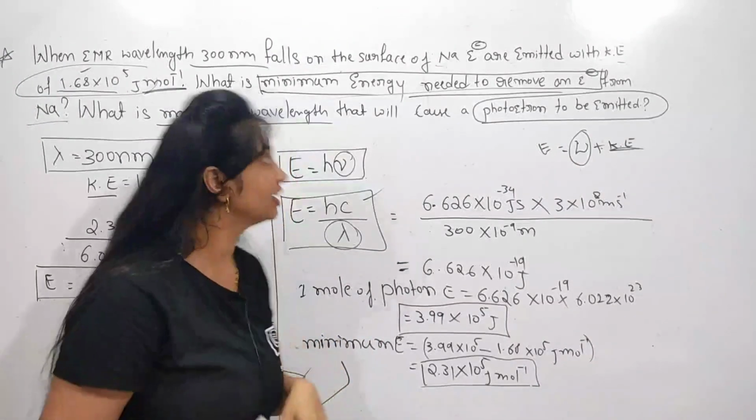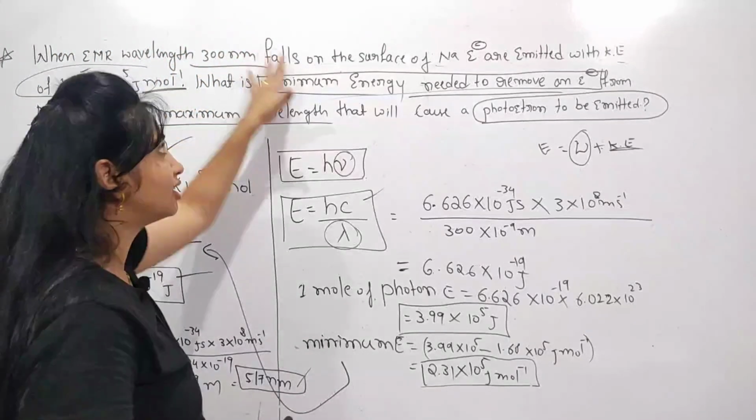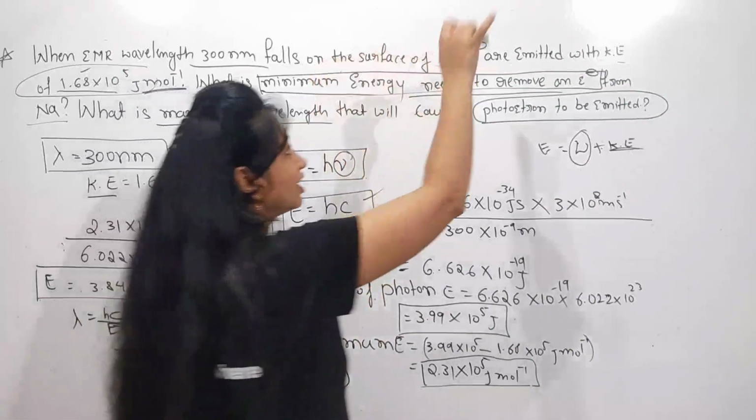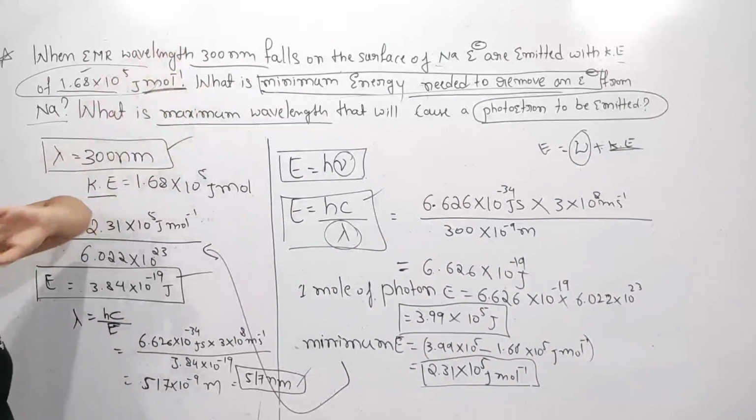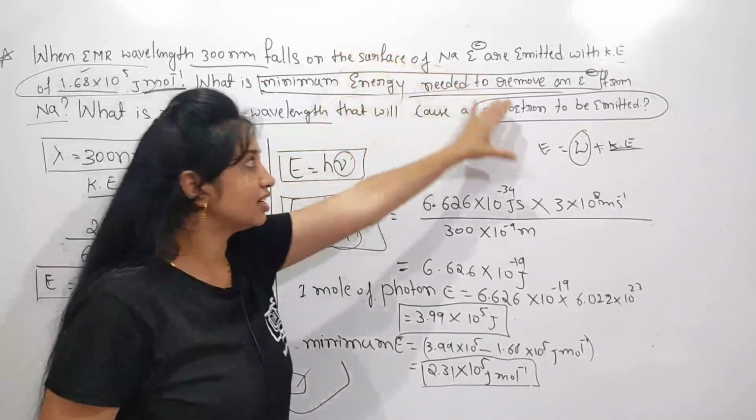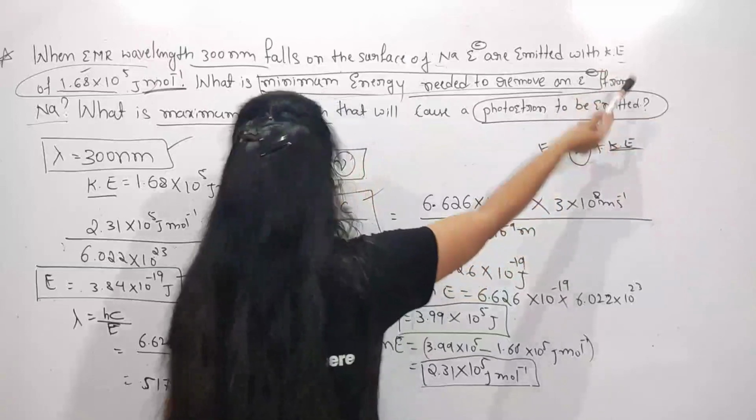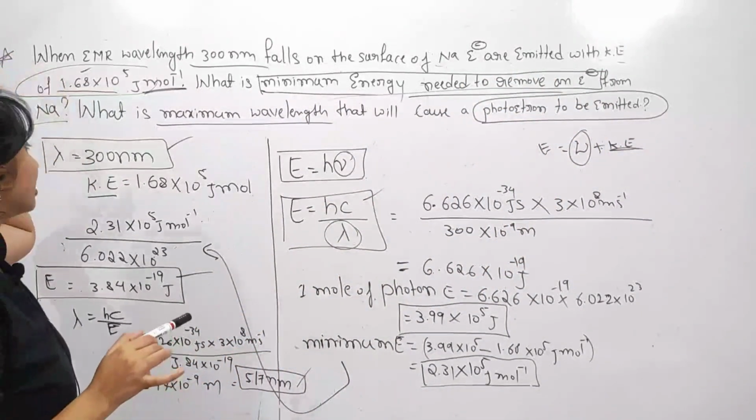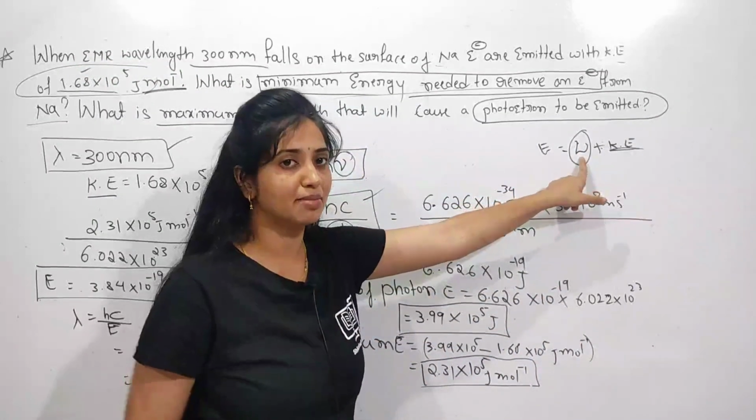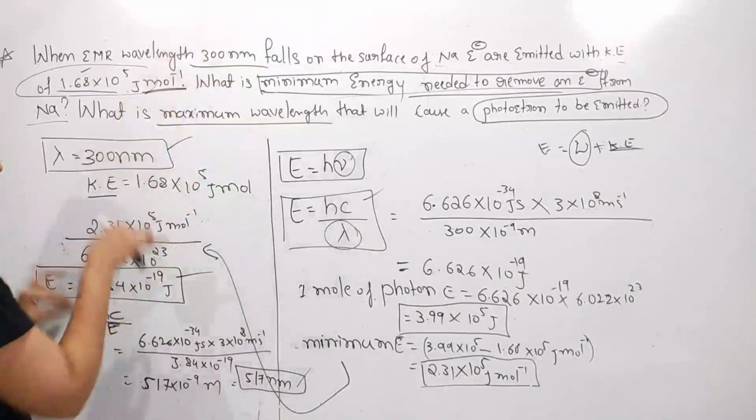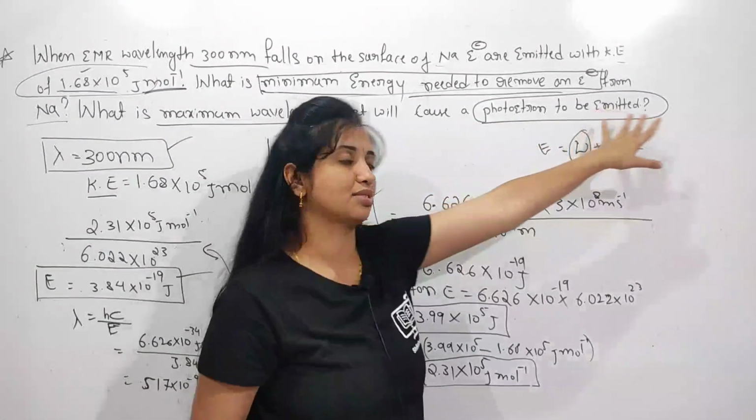So once again I wish to repeat here. When electromagnetic radiation of wavelength 300 nanometer falls on the surface of sodium, electrons are emitted with a kinetic energy of 1.68 × 10^5 joule per mole. What is the minimum energy needed to remove an electron from the sodium? They give us the kinetic energy, but they don't give the minimum energy to eject the electron from the sodium metal. We have to find that energy. And what is the maximum wavelength that will cause a photoelectron to be emitted?